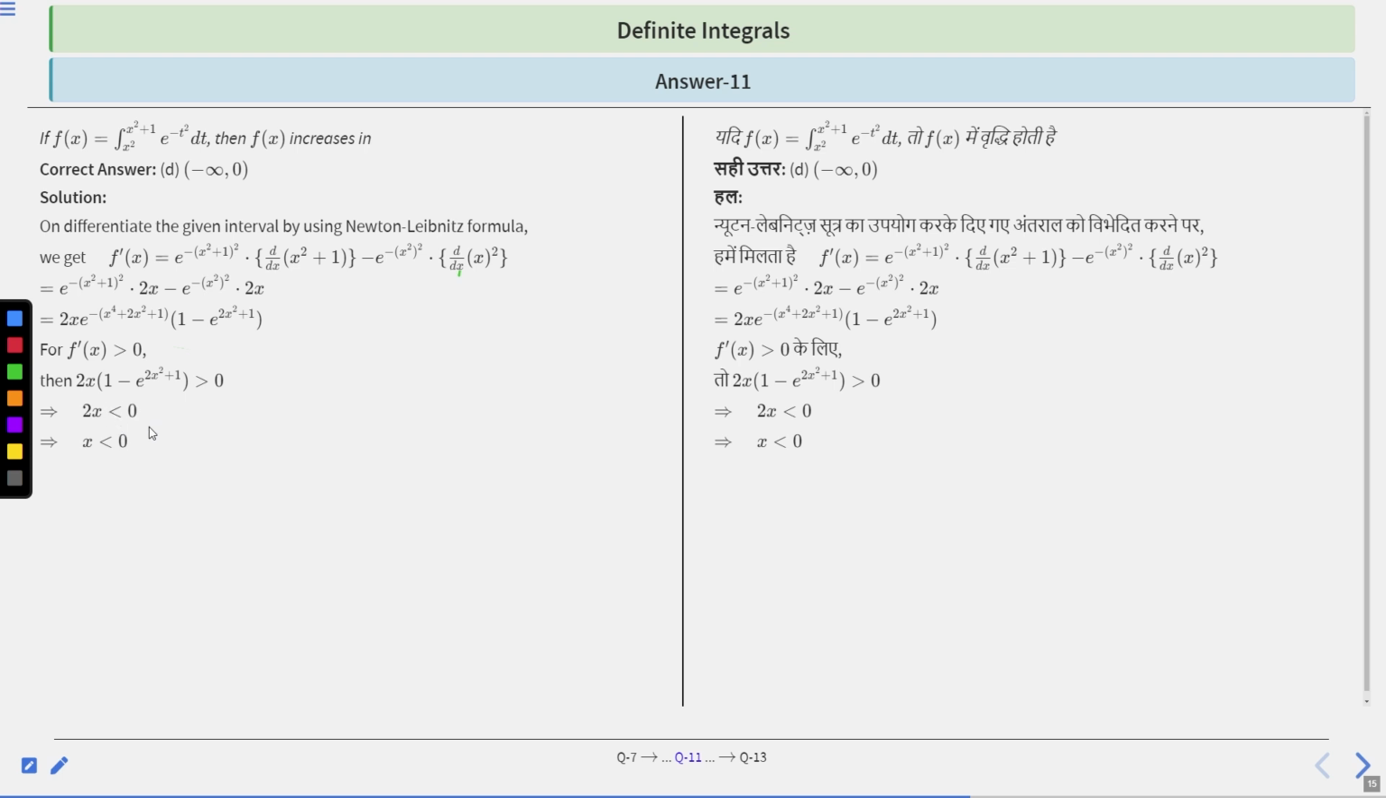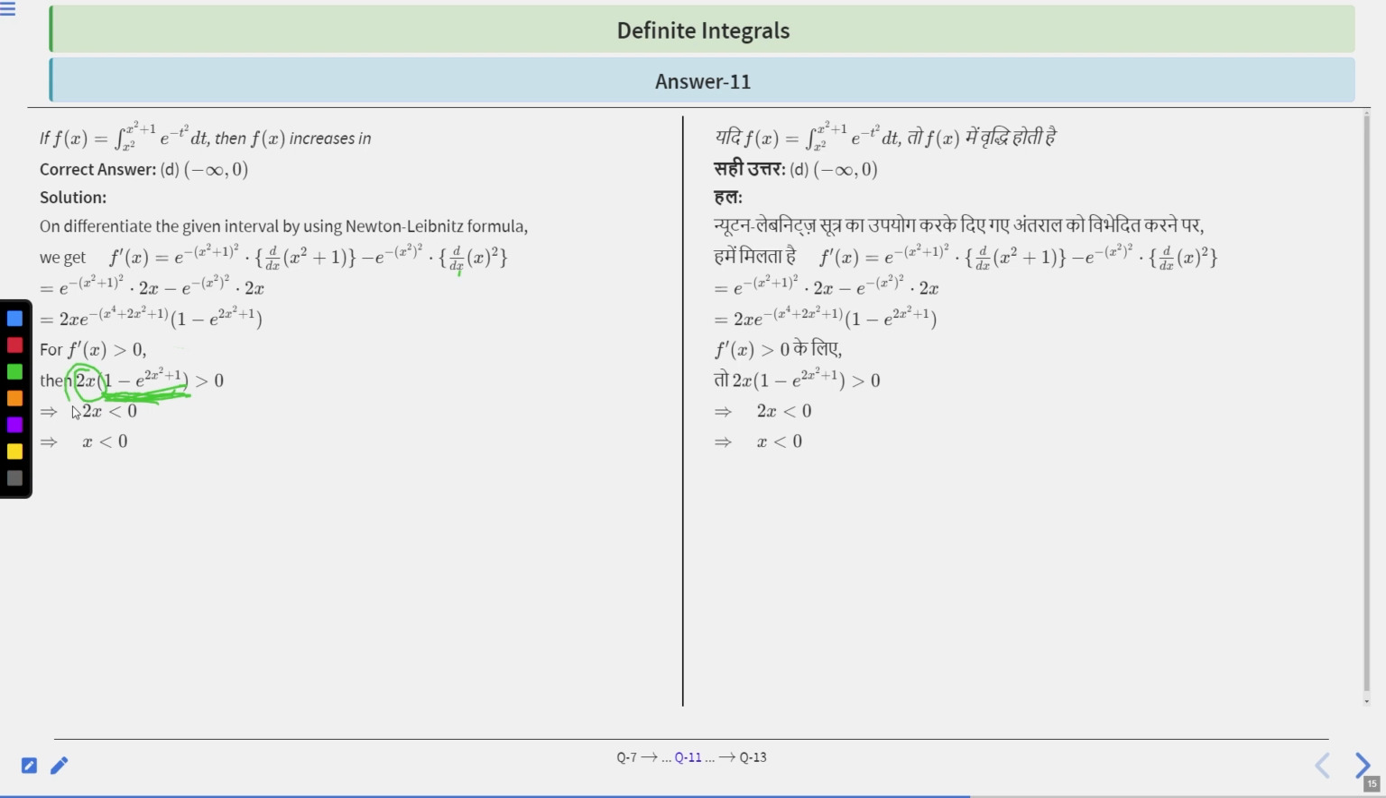Therefore, 2x should be less than 0 because this term is basically less than 0, right? Because e to the power something positive is always greater than 1. E to the power 2x square plus 1 is always greater than 1, because it is e to the power a positive thing. And the value of e is basically 2 point something, right? So 2 point something to the power some positive thing will be greater than 1. So this term is basically negative, right?